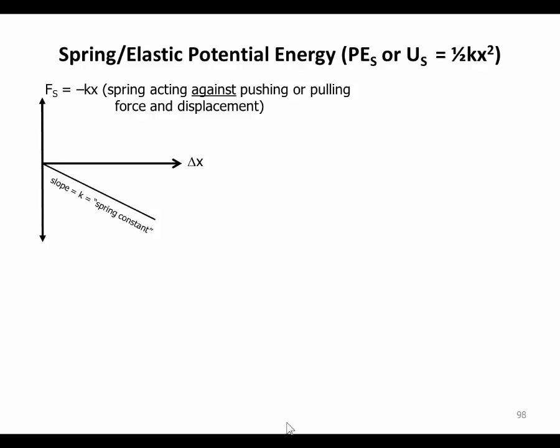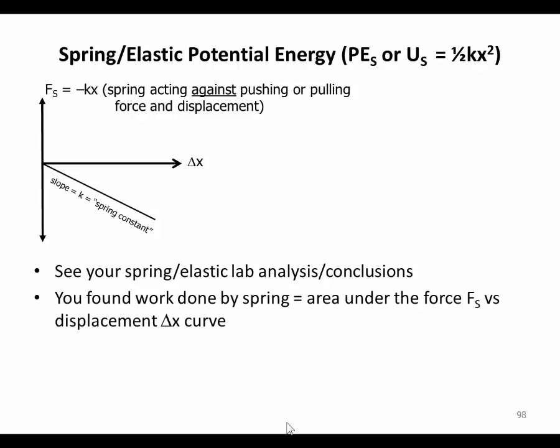We had a similar situation for springs and elastic potential energy. If you go back to your lab, you can refresh your memory on this. What we did is we looked at the area under the curve and found that was the work done by the spring. As we push the spring, remember that our pushing force was opposite the displacement, whether we're stretching a tension spring or compressing a compression spring. And that's why we have a negative slope on this.